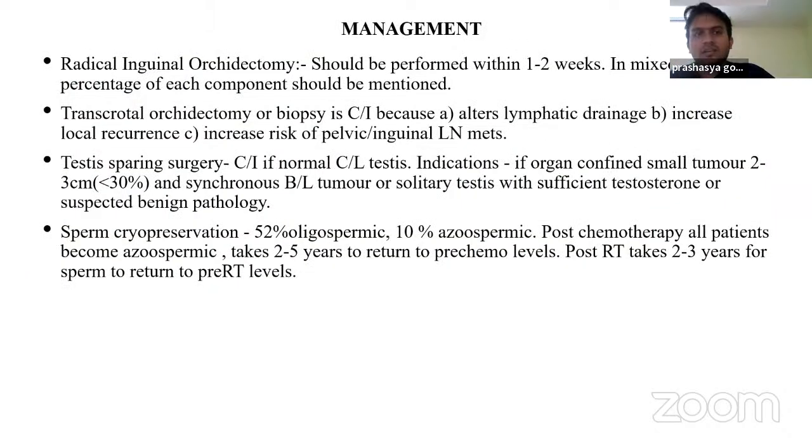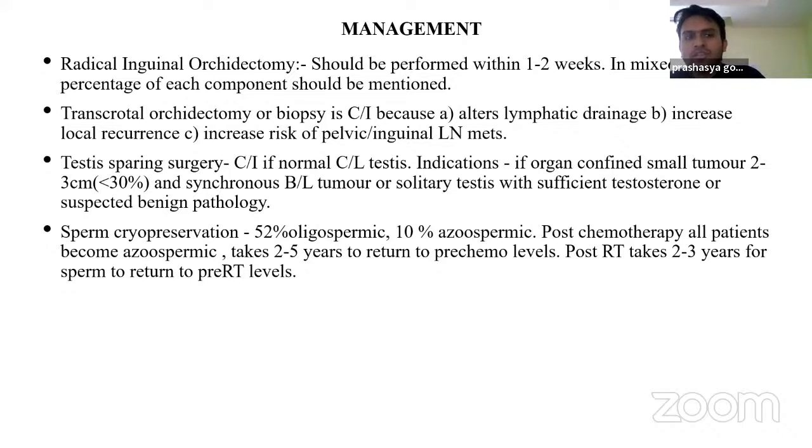Regarding the management, radical inguinal orchidectomy is the first step and should be performed within 1 to 2 weeks of diagnosis. In a mixed non-seminomatous tumor, the percentage of each component should be reported. A transscrotal orchidectomy or biopsy is contraindicated because, number one, it alters the lymphatic drainage. It increases the risk of local recurrence, and it increases the risk of pelvic and inguinal lymph node metastasis.